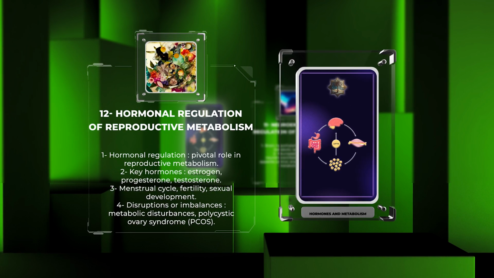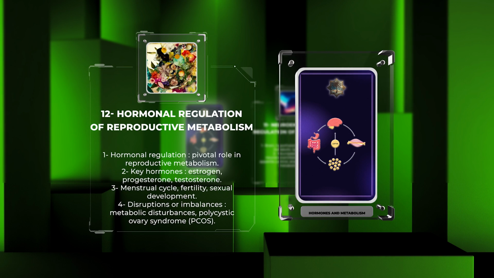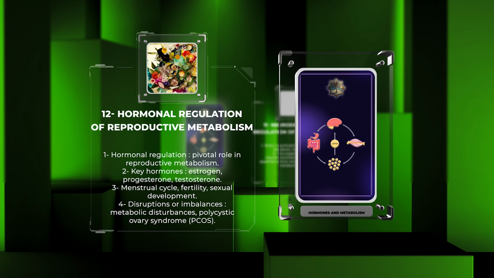specifically in the realm of reproduction. Hormonal regulation plays a pivotal role in maintaining the delicate balance required for reproductive metabolism. Key hormones involved include estrogen, progesterone, and testosterone, which are responsible for regulating crucial processes like the menstrual cycle, fertility, and sexual development. The meticulous orchestration of these hormones ensures proper functioning of reproductive metabolism.